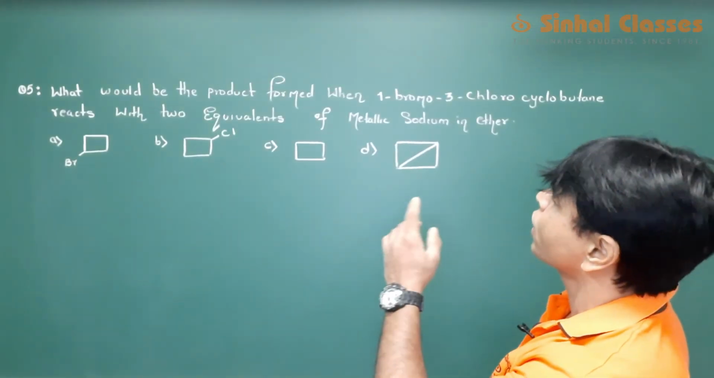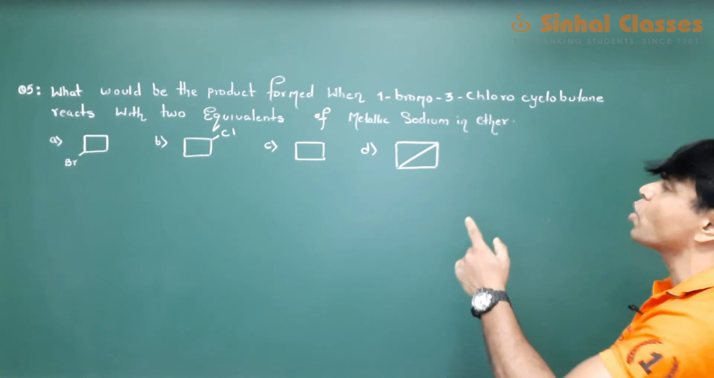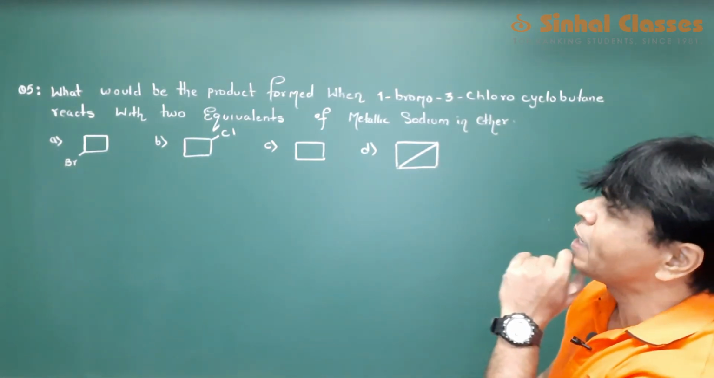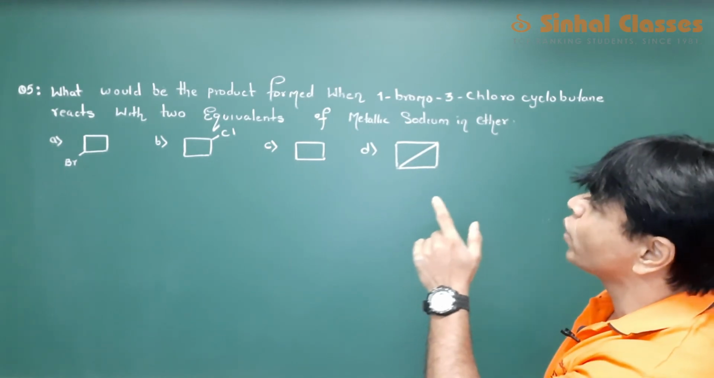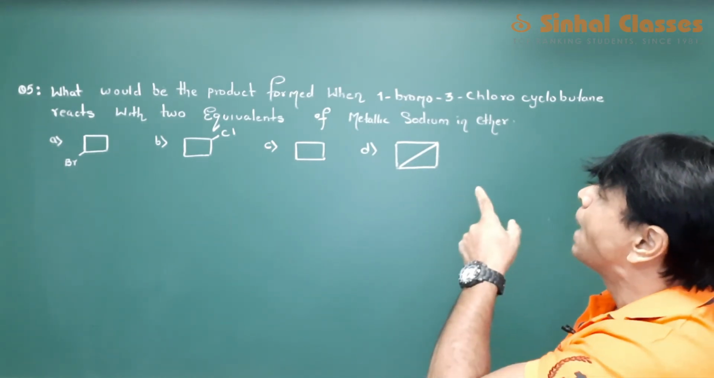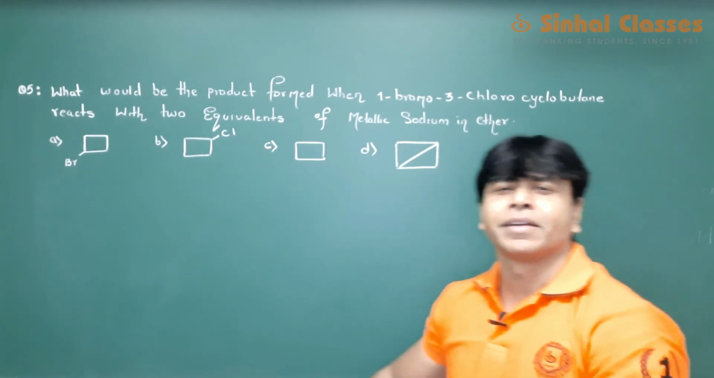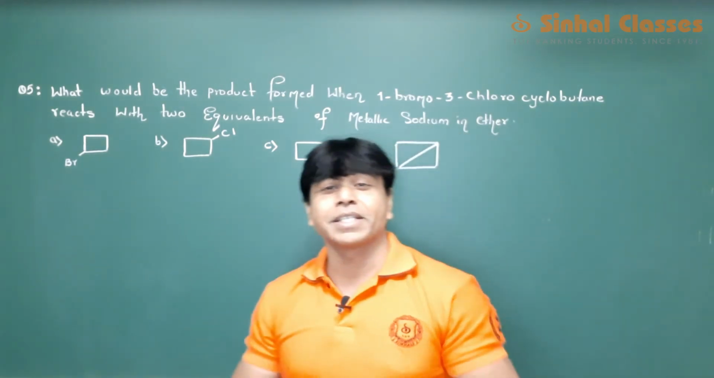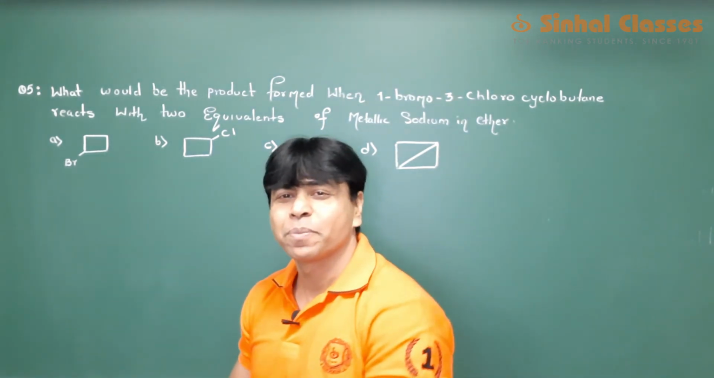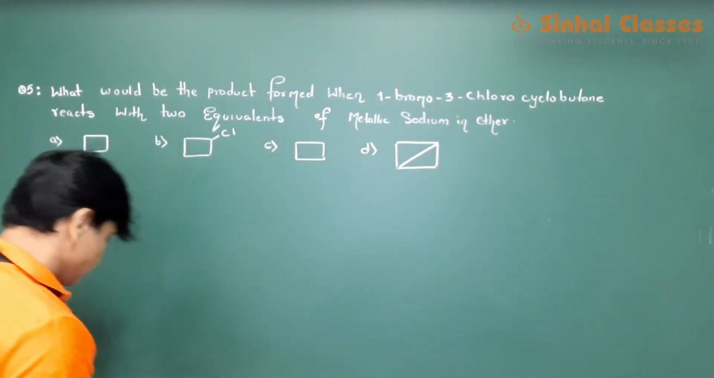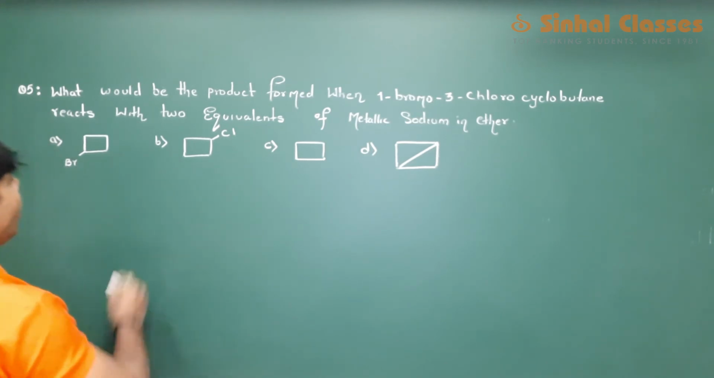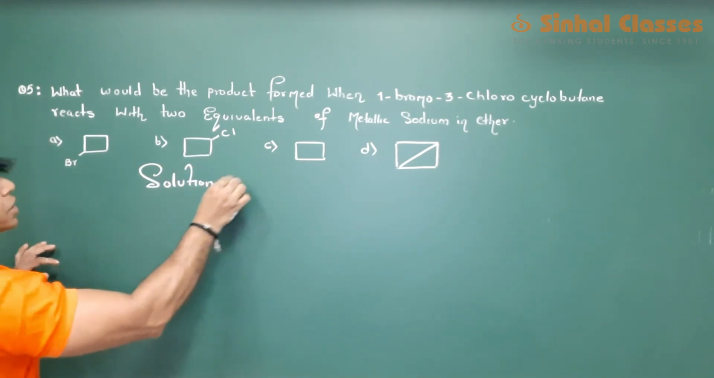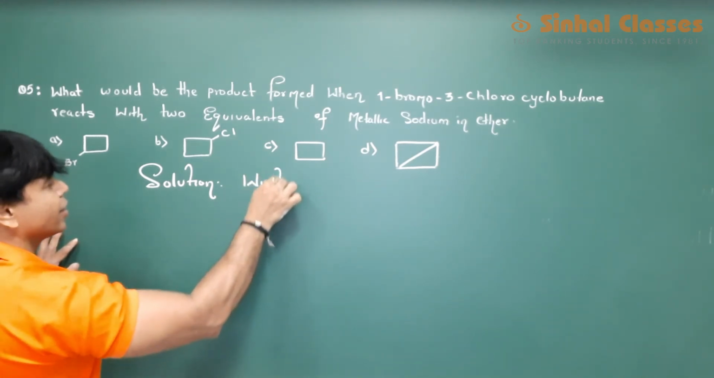What will be the product formed when 1-bromo-3-chlorocyclobutane reacts with 2 equivalents of metallic sodium in ether? Now, the word itself reveals the meaning. This is actually Wurtz's reaction. So, let's see the solution part of this. Now, this is Wurtz's reaction.